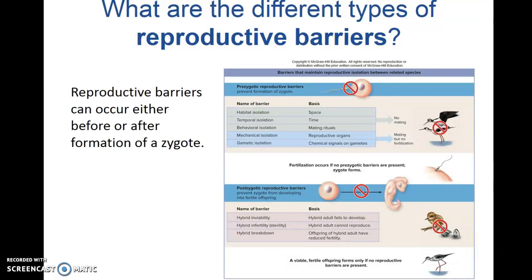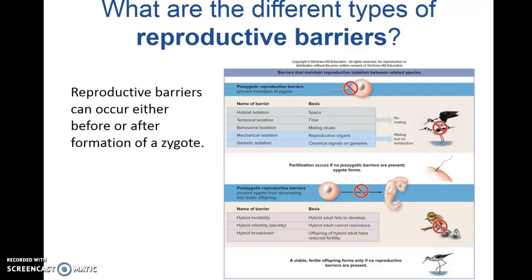Sometimes the barriers have to do with behaviors. Birds, for example, are very specific about their mating rituals and the way in which they attract mates. Sometimes it's by calls, sometimes it's by a particular mating dance that they do. And if you don't have the same mating song, or you don't understand it or don't know that dance, you'll never come together to mate anyway. So those are different types of behavioral isolation.